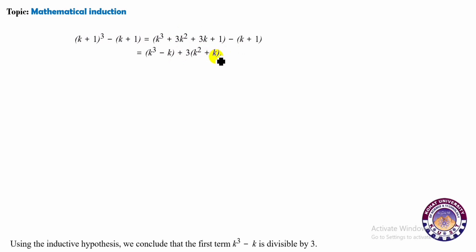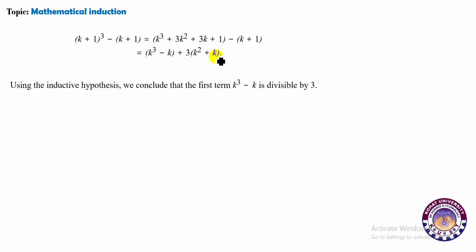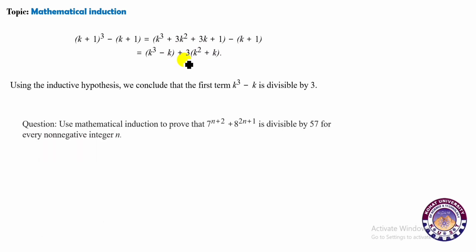As according to assumption, k cube minus k is divisible by 3, and this term is also divisible by 3, being a multiple of 3. So the sum of two numbers such that each of them is divisible by 3 is also divisible by 3. Thus we complete the proof of the given proposition.